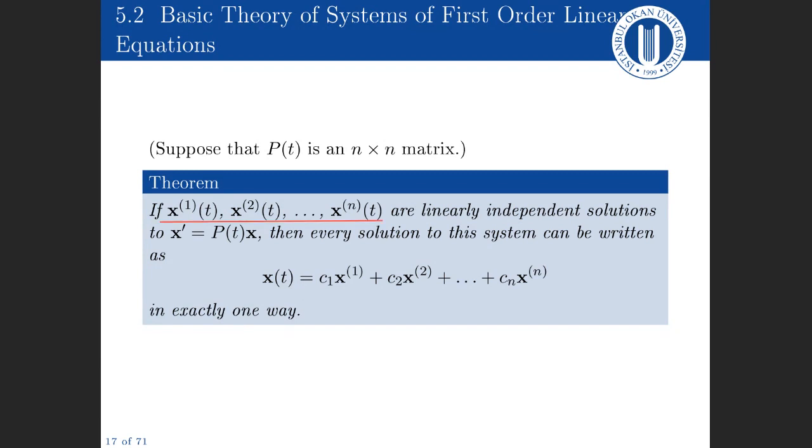Let's suppose we have n solutions, and let's suppose that these solutions are linearly independent. Then we have a theorem that says every solution to the system can be written as a linear combination of these n functions in exactly one way. Again, same ideas that we looked at in chapter 3.